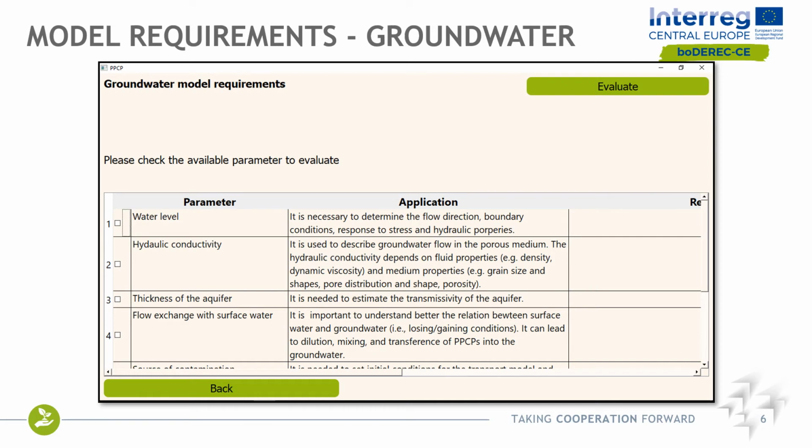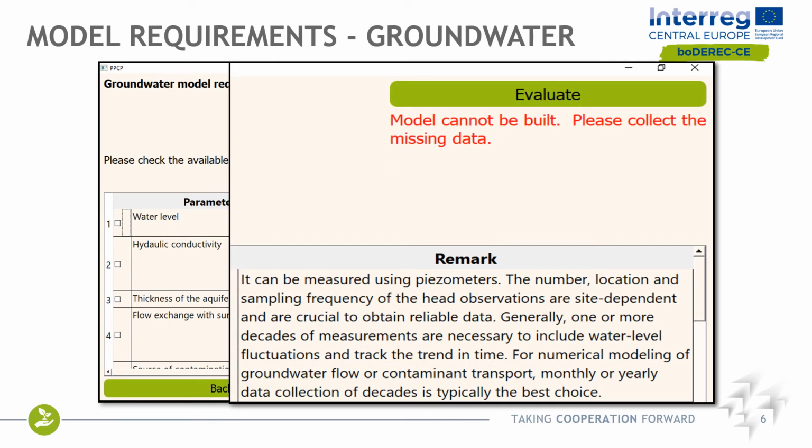Now let's click the Evaluate button lying on the top right side of the screen to check whether a numerical model can be built or not. Based on the data availability, modePROCON will show the result. For example, in this case, a model cannot be built without this data. Therefore, the program is saying, model cannot be built, please collect the missing data.